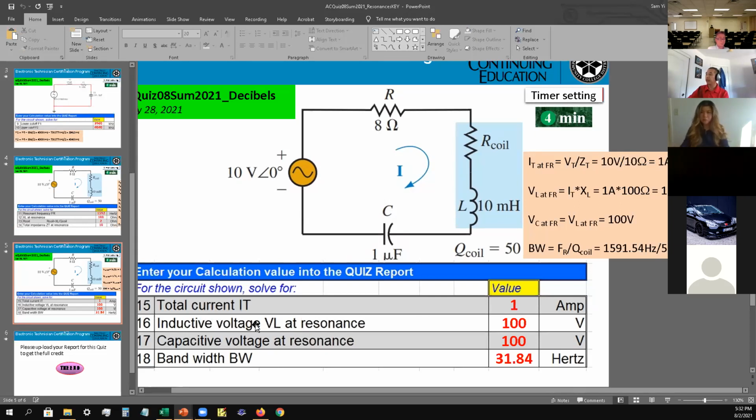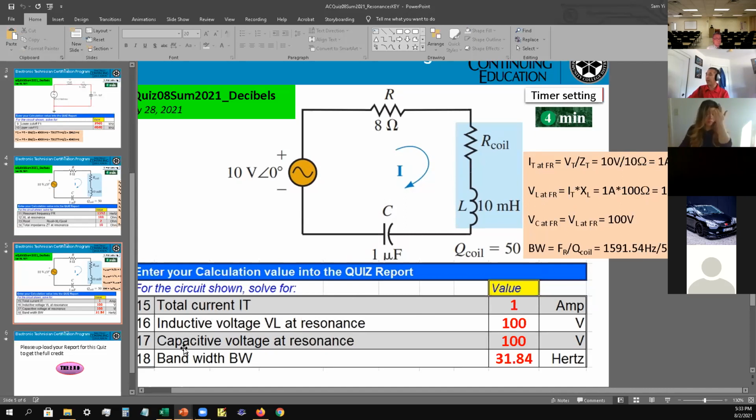Okay, they want the inductive voltage, VL, at resonant frequency. So you're going to take the I total times XL. That's 1 amp times 100 ohms. That comes to 100 volts that goes across the inductor.